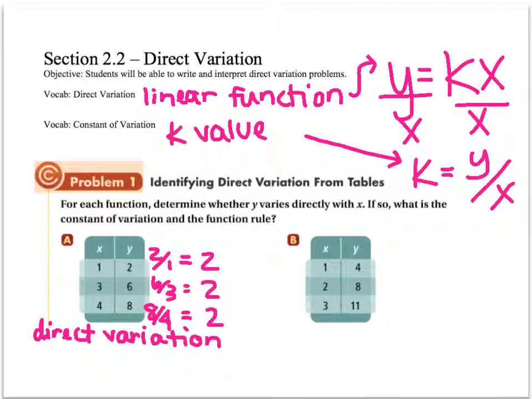As x increases, y increases at the same rate. And that rate is your constant, at a rate of 2. So it also asks us to list the constant, so we're just going to say that k equals 2.